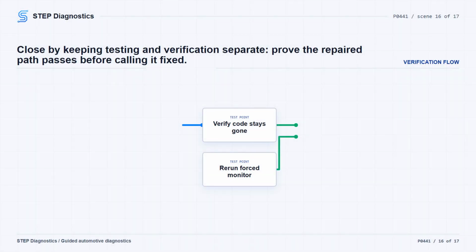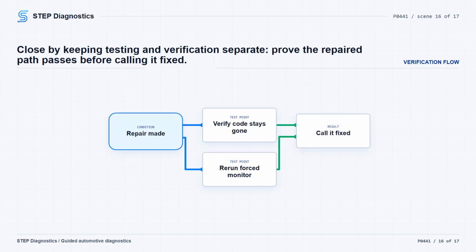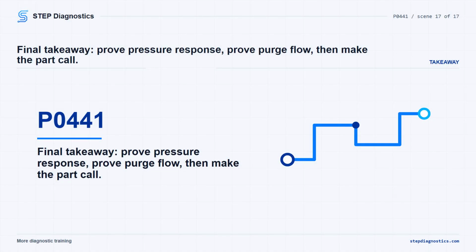When a repair is made on the forced monitor path, rerun the SM/purge flow forced monitor and confirm the system passes. On the manual path, verify the repair and confirm the code stays gone. The takeaway is simple. P0441 is a flow-end response diagnosis, so prove the FTP sensor can report pressure change, prove the purge vacuum path can actually flow, and only replace a component when the test path supports it.